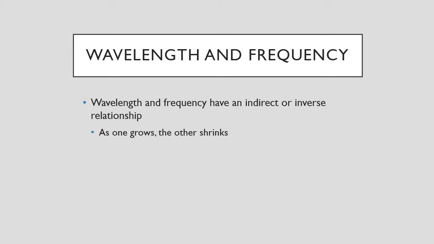Wavelength and frequency have what we call an indirect or inverse relationship. As one of them gets bigger, the other shrinks. This makes sense. If a wave is very long, it is going to take quite a bit of time for it to pass by, and so not many will pass by in a given time interval. A long wavelength means a small frequency. Conversely, if the wave is very short, many wavelengths might be able to pass by in a given time interval, which means that a small wavelength would mean a high frequency.